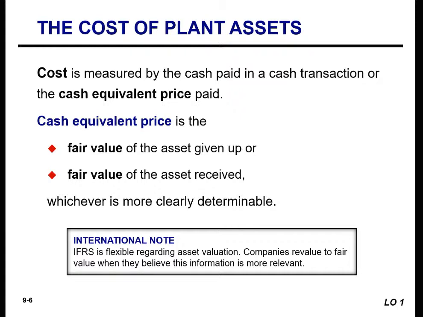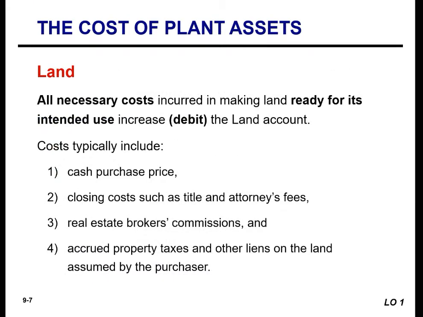Now there's one little quirk, which is land. Land is often used as the building site for a manufacturing plant or office. The land is considered separately from the building. And the cost of the land includes the cash purchase price, closing costs such as title and attorney's fees, the real estate broker's commissions, any accrued property taxes or liens that have to be assumed by a purchaser, and the necessary costs incurred to make that land ready for use all go to the land account. So let's look at that a little bit more in depth.